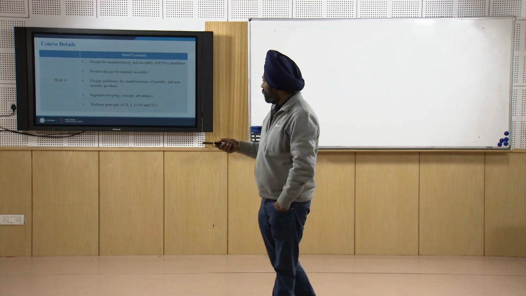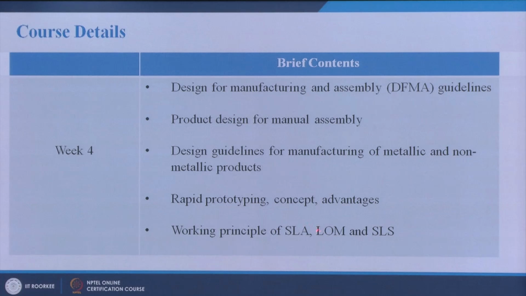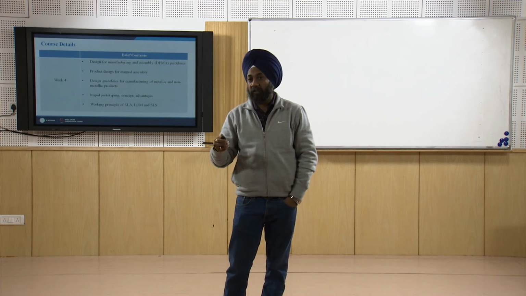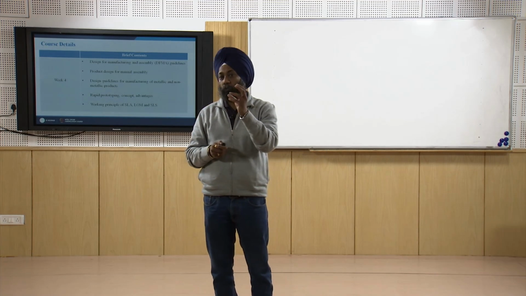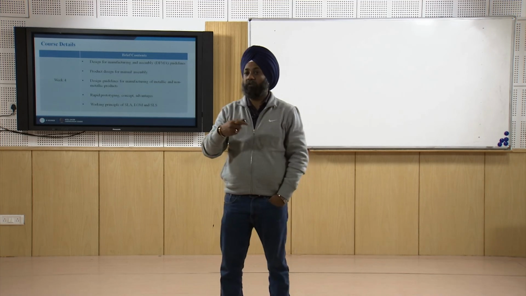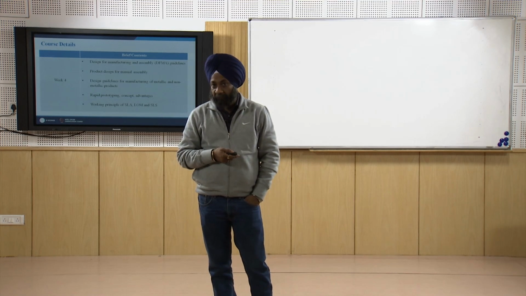So we will see what are the standard manufacturing processes or standard techniques which are used under rapid prototyping, in which we will see the working principles of stereolithography apparatus, laminated object manufacturing, and selective laser sintering. And we will see how these processes or techniques work and what type of products or prototypes we can make using these processes or out of the concept of rapid prototyping.